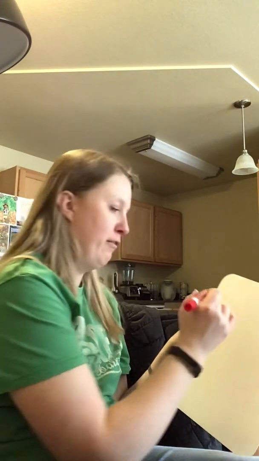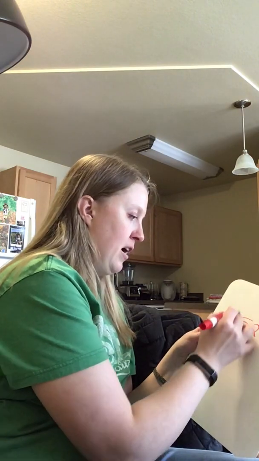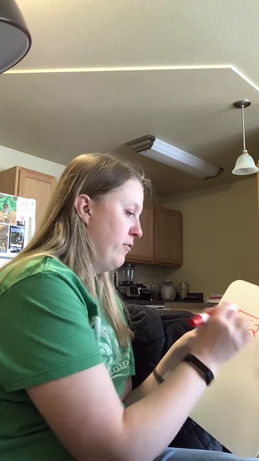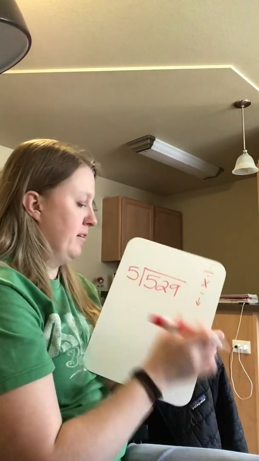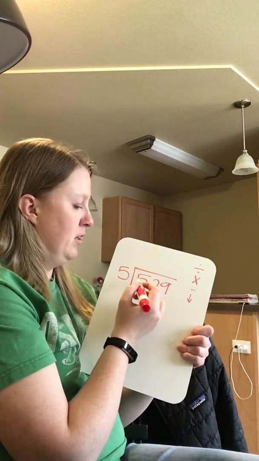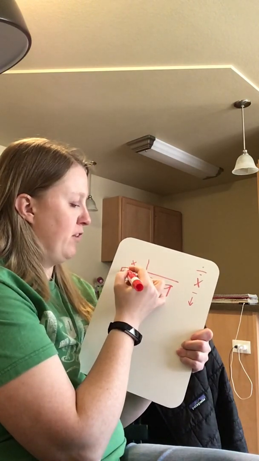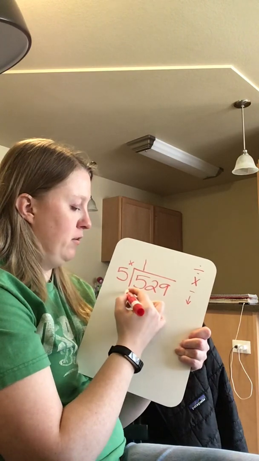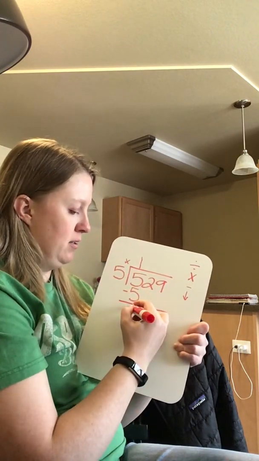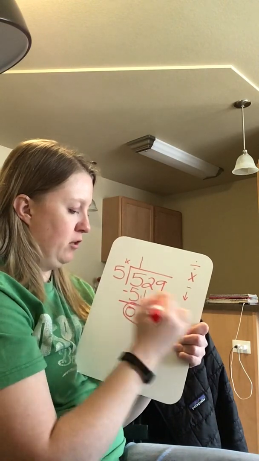Let's do 529 divided by 5. Okay? All right. So, right off the bat, how many times can 5 go into 5? In this case, 5 can go into 5 once, which 5 times 1 makes 5. Subtract 0, bring down the next digit, start all over.